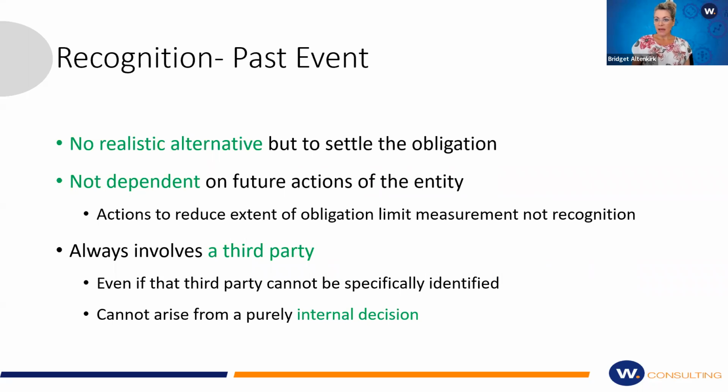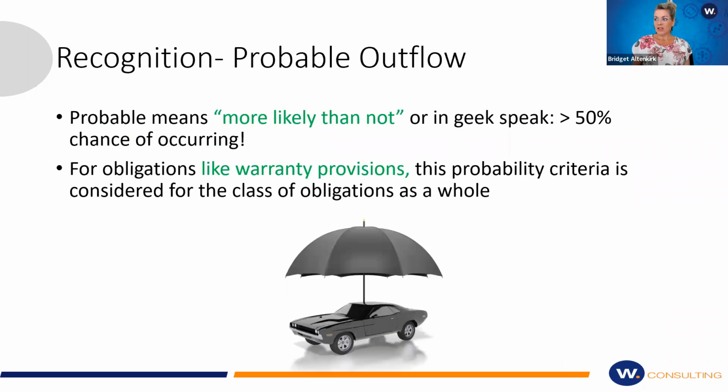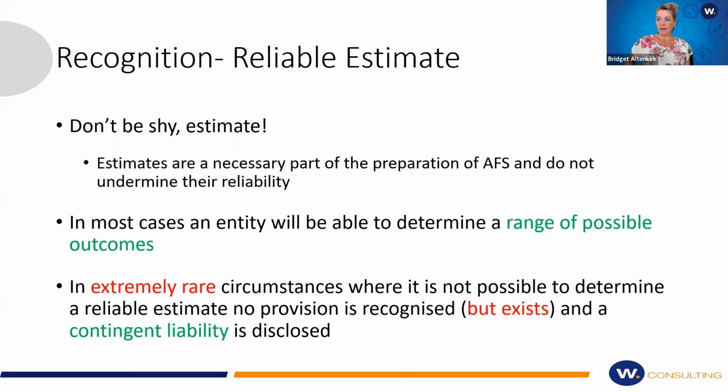So there must have been a past event which took place. It's not contingent or dependent on other things taking place. And it will always involve a third party, whether it's payments, for example, to a contractor who needs to carry out that rehabilitation work for you, or a payment that you would need to make to an employee. And as I've said, to recognize the provision, it needs to be more than a 50% likelihood that there is going to be an outflow of economic benefits. And in order to recognize it, management must be able to measure it reliably.